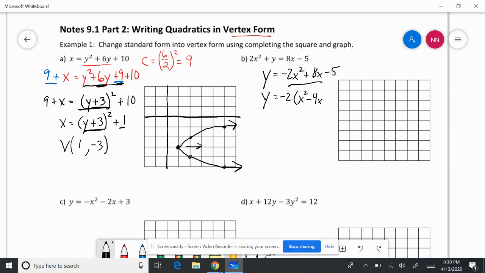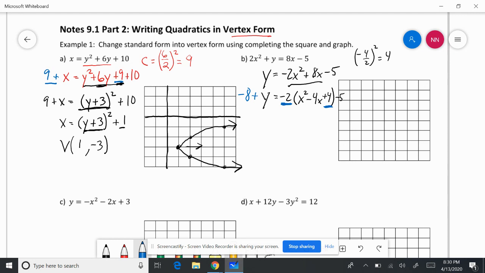I'm going to complete the square. So I'm going to take the -4 divided by 2 and square it, which gives me 4. So I have 4. And then minus 5. Now, if we're looking at this right here, what I did was I added 4 here. So what I want to do is add 4 here, but I have to be careful because I see a -2 outside the parentheses. So technically what we have is -2 times 4, which is -8. So I'm adding a -8 on the other side.